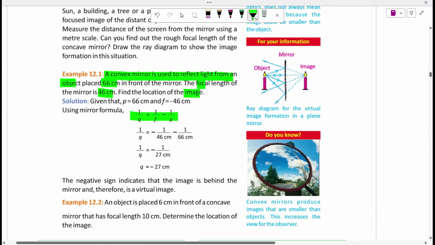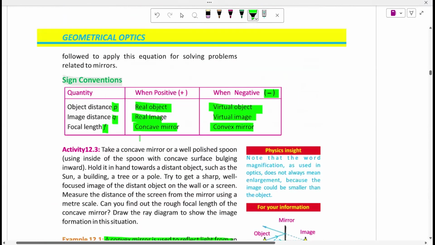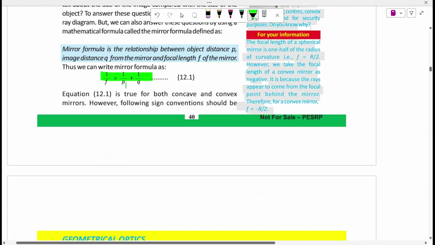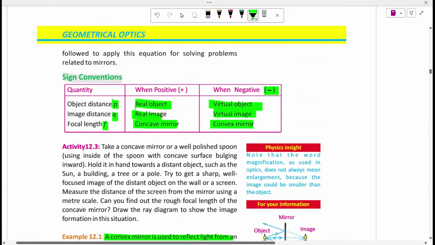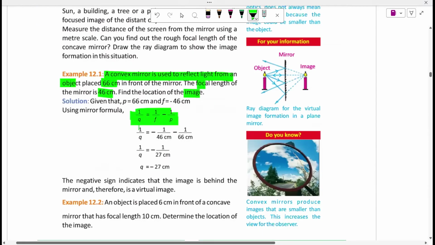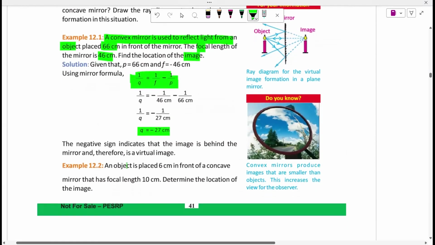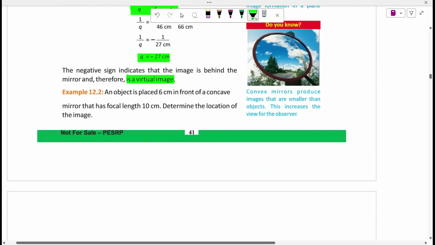So उसने equation already rearrange कर ली हुई है according to the situation. 1 over F is equals to 1 over P plus 1 over Q is the equation in general. And we place the negative signs as per the images. Now, focal length 1 over 46. This answer came out as 1 over 27. We need to find out Q. So Q is minus 27. That shows the image formed by the convex lens is virtual.